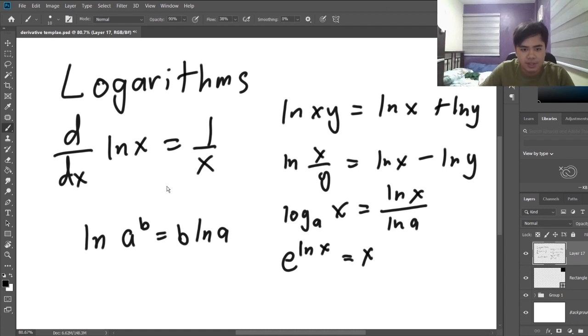And then the last one is bringing the power to the front. So ln of a to the b is equal to b times ln a. You can bring the power to the front. No need to minus 1 here. We're not doing derivatives yet here. Well, we're going to be using these as we go on in our journey.